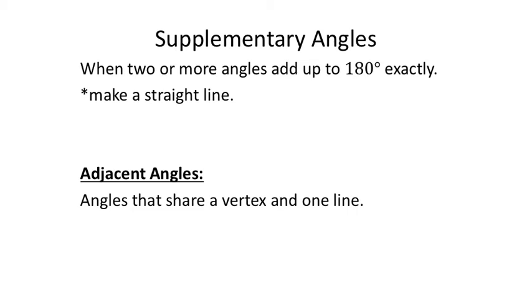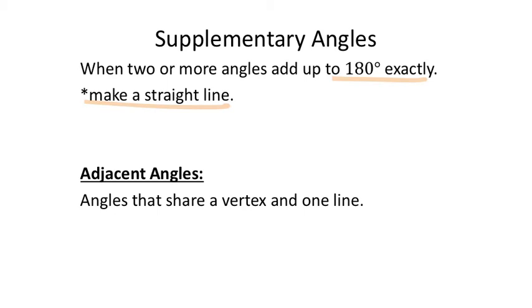We need to be able to solve for and solve with supplementary and vertical angles. The last one we saw on the objective was supplementary angles. When 2 or more angles add up to 180 degrees exactly. Now, the thing about 180 degree angles, and I think some of you probably already knew this, it makes a straight line. Okay, and I was kind of demonstrating that earlier when we were looking at angles.